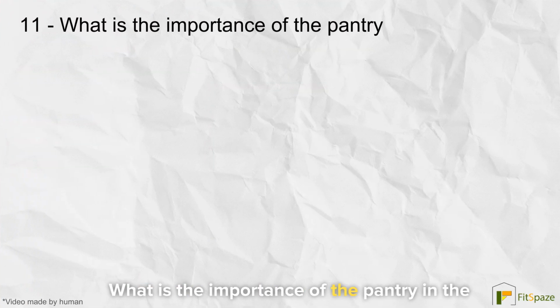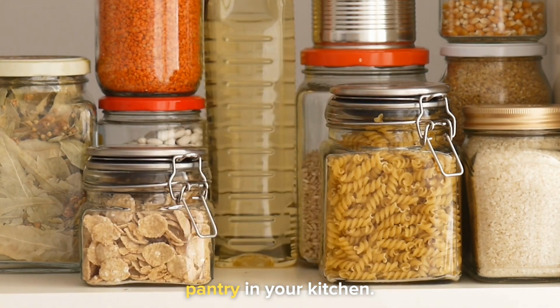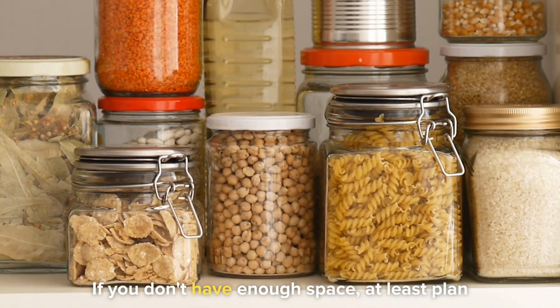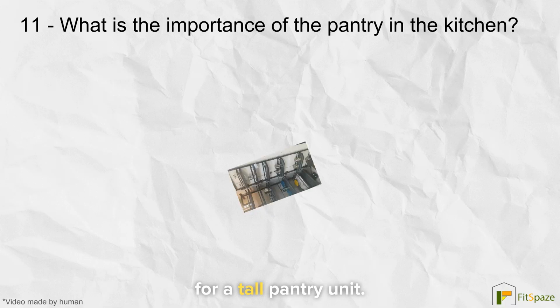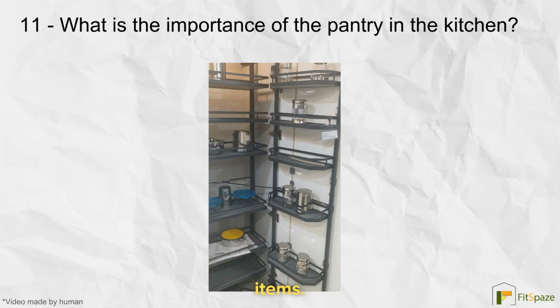What is the importance of the pantry in the kitchen? Always try to allocate a dedicated space for pantry in your kitchen, so it is easier to access it every day. If you don't have enough space, at least plan for a tall pantry unit. If possible, use glass doors to easily locate items.